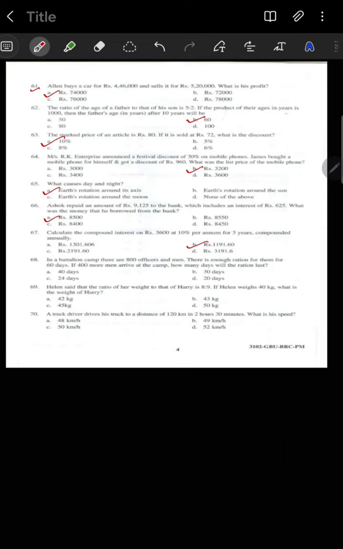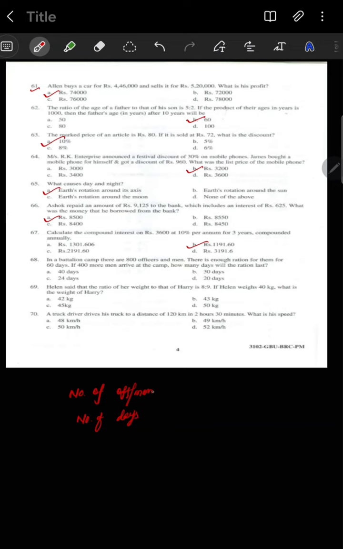Next, question number 68. In a battalion camp there are 800 officers and men. There is enough ration for them for 60 days. If 400 more men arrive at the camp, how many days will the ration last? So I will write here the number of officers or men, and below that, the number of days.